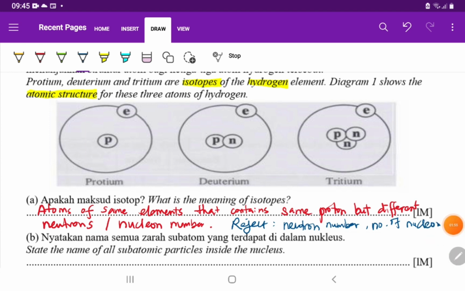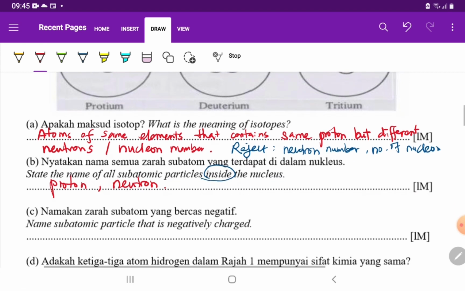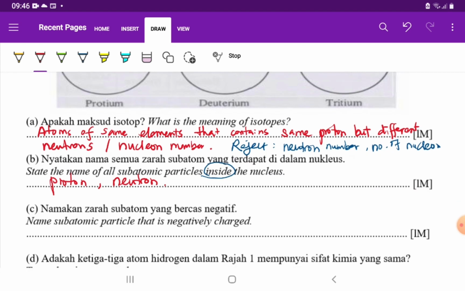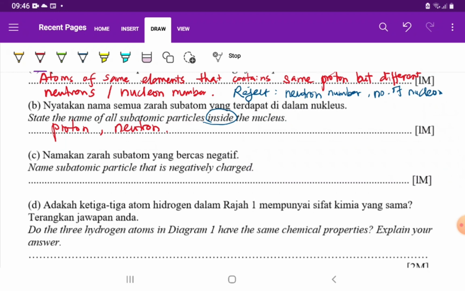Next, state the name for all the subatomic particles inside the nucleus. Inside the nucleus we have two only, right? So it's protons and neutrons. But if the question asks you about all the subatomic particles in the atom, then you have to include the electrons. Name the subatomic particle that is negatively charged. It is the electrons.